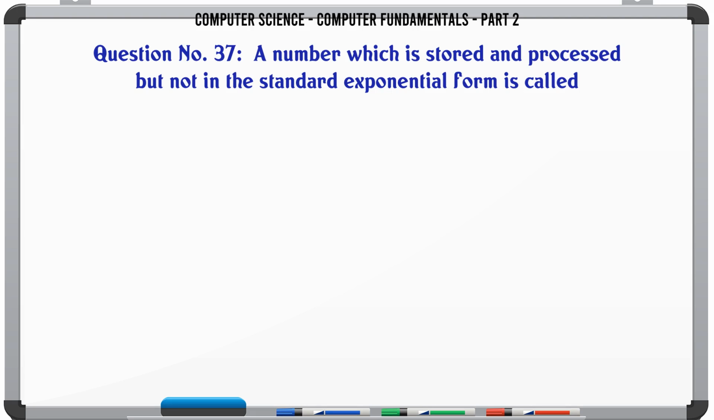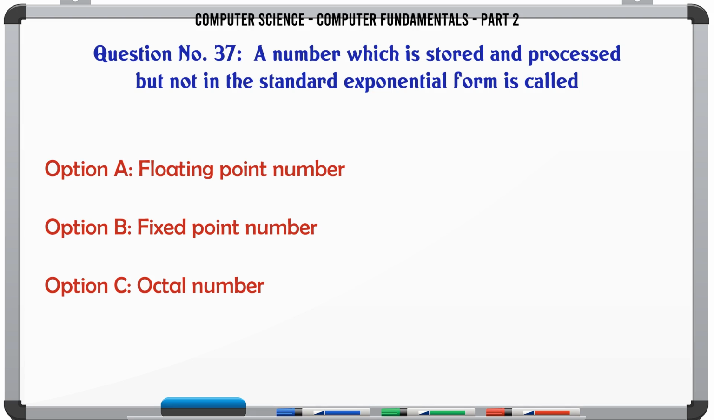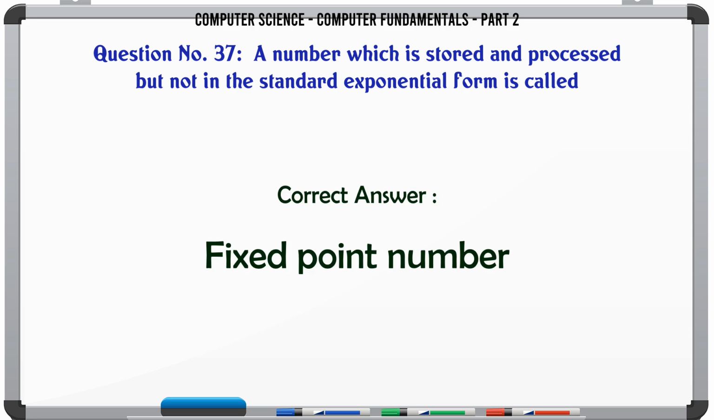A number which is stored and processed but not in the standard exponential form is called A. Floating point number, B. Fixed point number, C. Octal number, D. Decimal number. The correct answer is fixed point number.